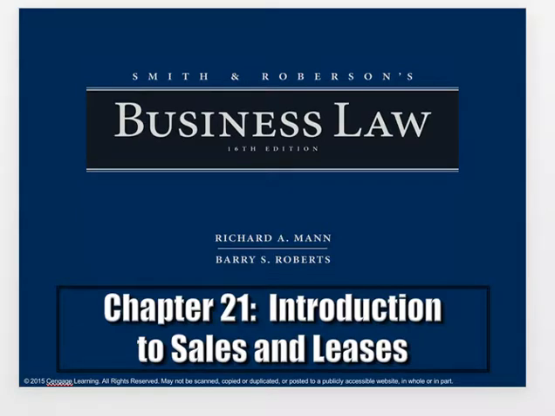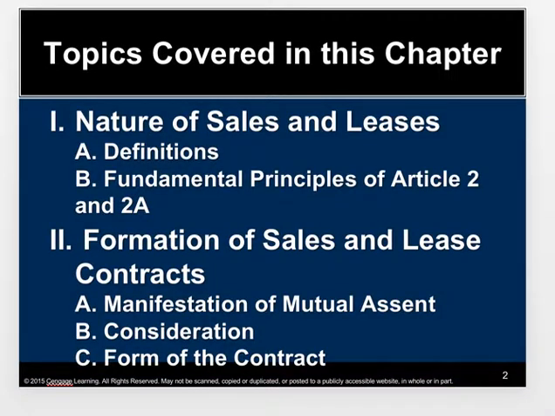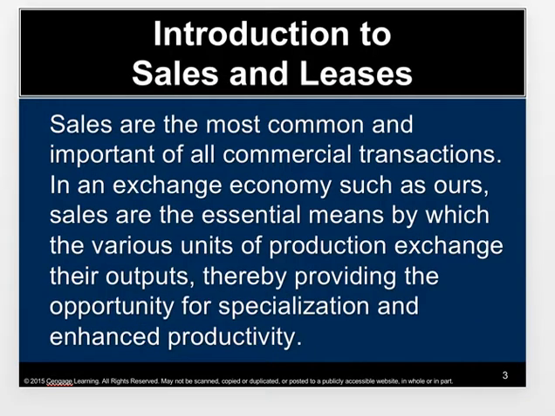All right, we're going to continue tonight with Chapter 21, Introduction to Sales and Leases. This particular chapter, we're going to cover the natures of sales and leases. We'll look at some definitions. We'll look at some fundamental principles of Article 2 and 2A, and that's in the UCC, Uniform Commercial Code. We'll look at the formation of sales and lease contracts, manifestation of mutual assent, consideration, and form of the contract. And again, we're talking about mainly lease type of contracts or arrangements.